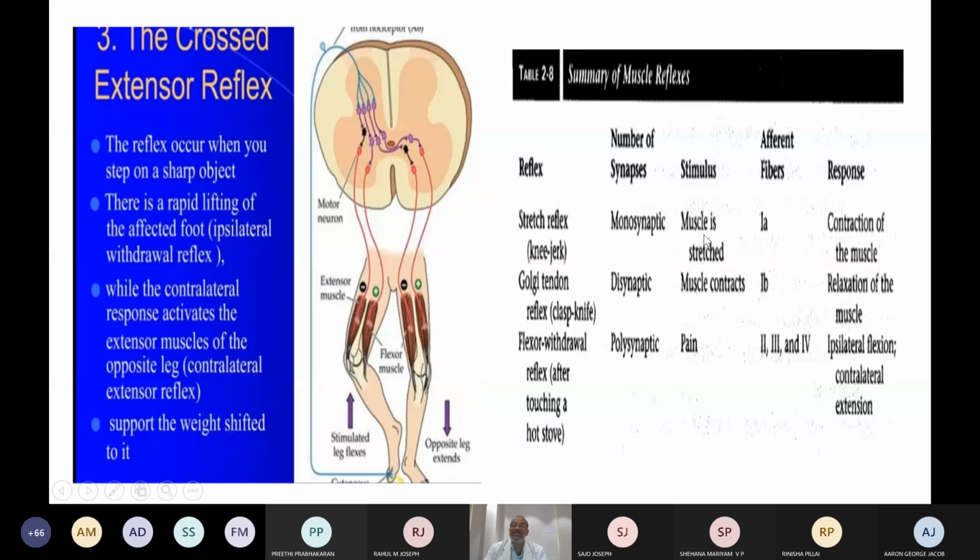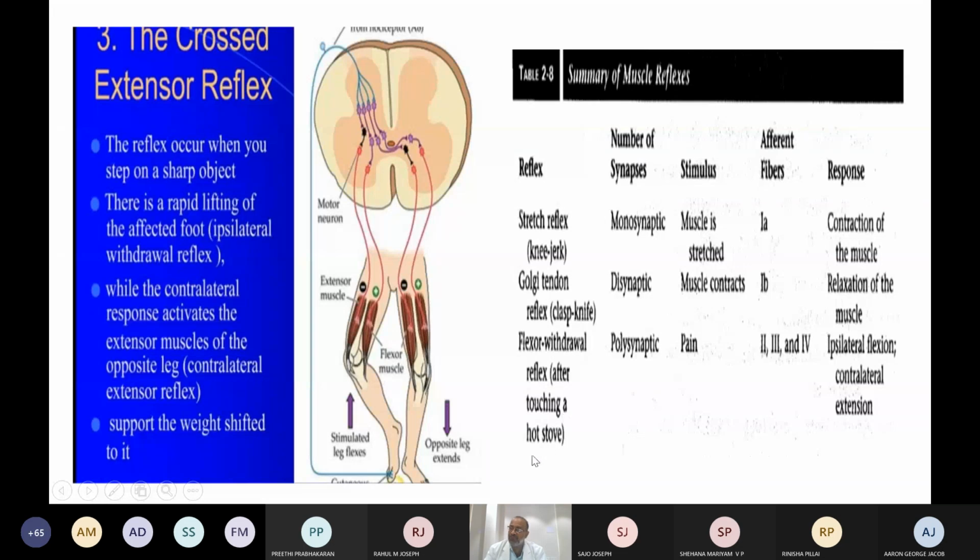So remember, the stretch reflex, for example the knee jerk, is a monosynaptic reflex, wherein the muscle is stretched, afferent fiber 1A, and the response is contraction of the same muscle. The Golgi tendon reflex, otherwise the clasp knife reflex, comprises two synapses, with afferent fibers 1B, and the response is relaxation of the muscle.